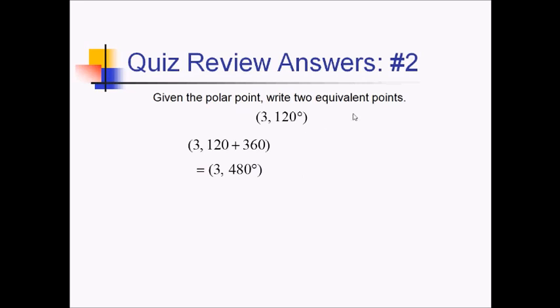The other way to get an equivalent point is to change the sign of the radius, and then add or subtract 180 to the angle. So we could write this as negative 3 comma 120 plus 180 or 120 minus 180, either of those. And this would be negative 3 comma 300 degrees.